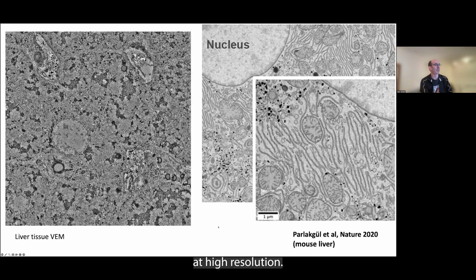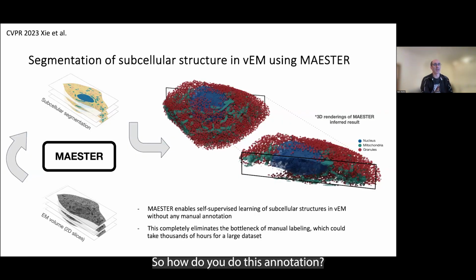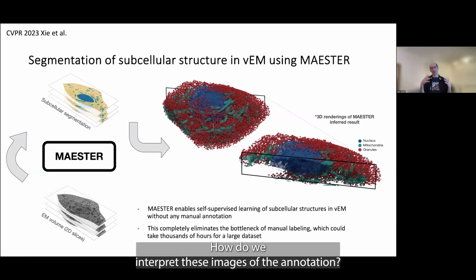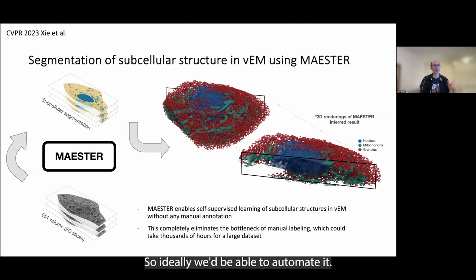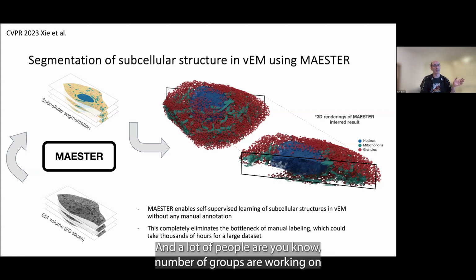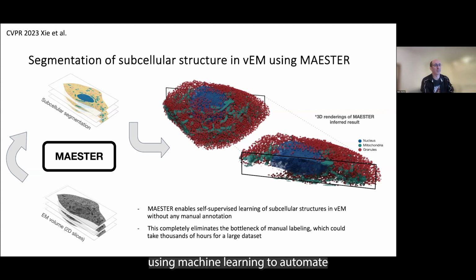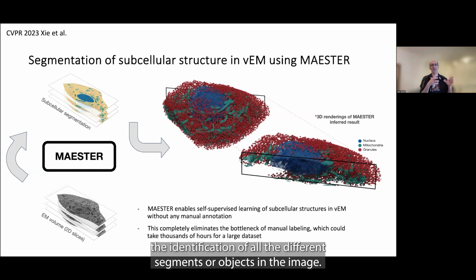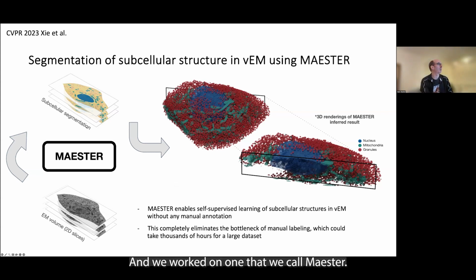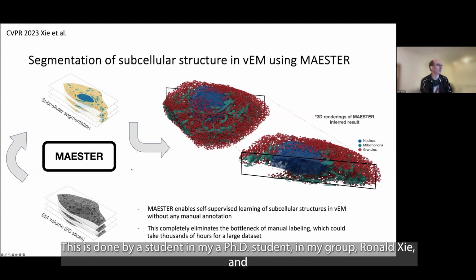at high resolution. So how do you do this annotation? How do we interpret these images if manual annotation takes thousands of hours per image? It's incredibly impractical. So ideally, we'd be able to automate it. A number of groups are working on using machine learning to automate the identification of all the different segments or objects in the image. And we worked on one that we call Maester, and I'll just explain how it works. This is done by a PhD student in my group, Ronald Shea.